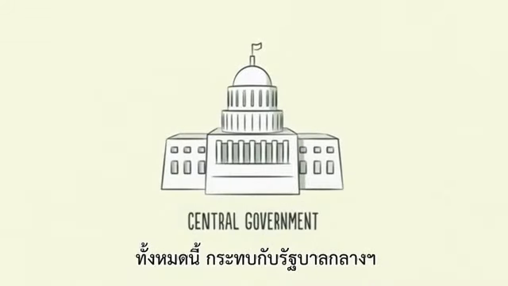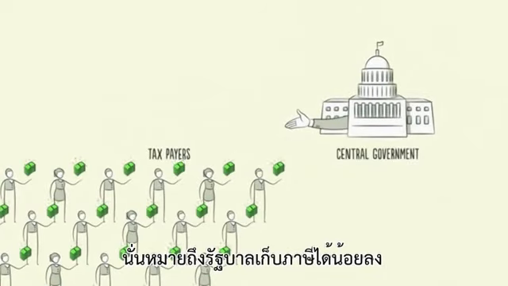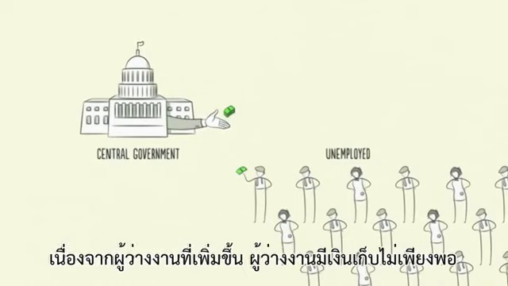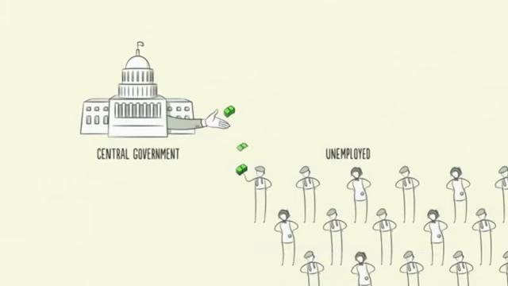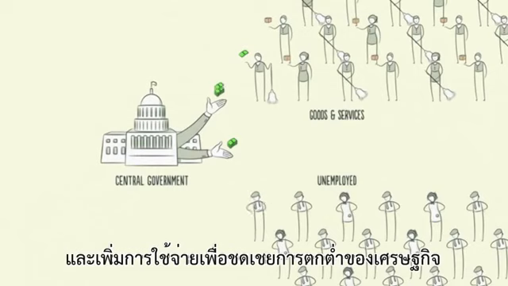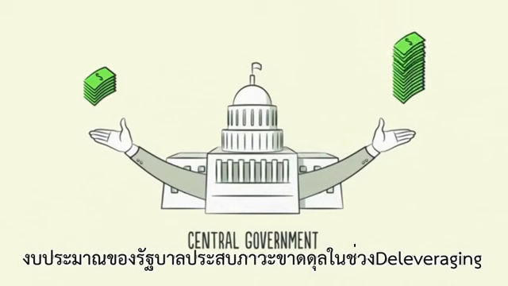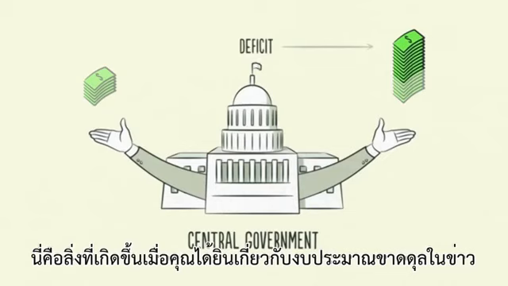All of this impacts the central government because lower incomes and less employment means the government collects fewer taxes. At the same time, it needs to increase its spending because unemployment has risen. Many of the unemployed have inadequate savings and need financial support from the government. Additionally, governments create stimulus plans and increase their spending to make up for the decrease in the economy. Government budget deficits explode in a deleveraging because they spend more than they earn in taxes. This is what's happening when you hear about the budget deficit on the news.